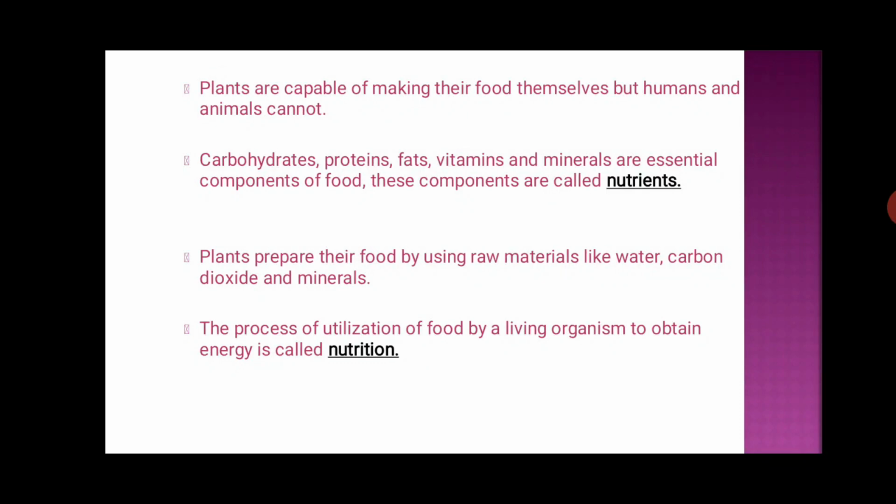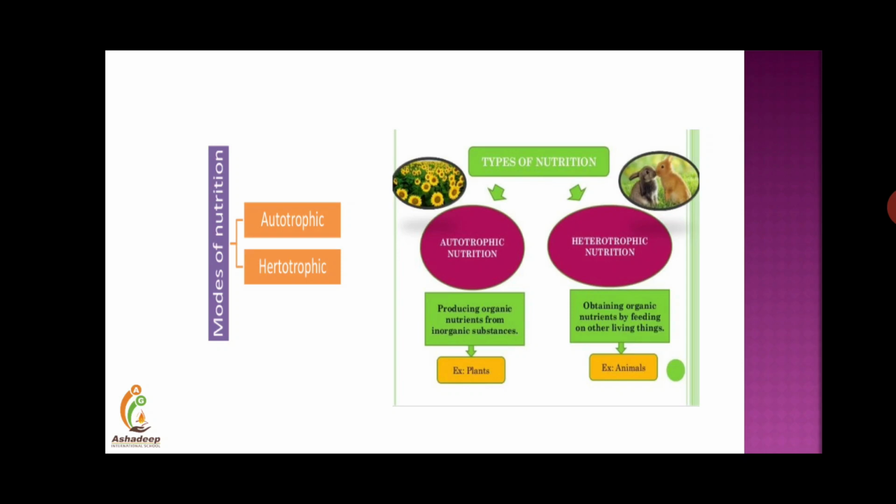Plants are capable of making their food, but humans and animals cannot. Plants prepare their food by using raw materials like carbon dioxide, water, and minerals. There are two modes of nutrition. First one, autotrophic mode of nutrition. Second one, heterotrophic mode of nutrition.